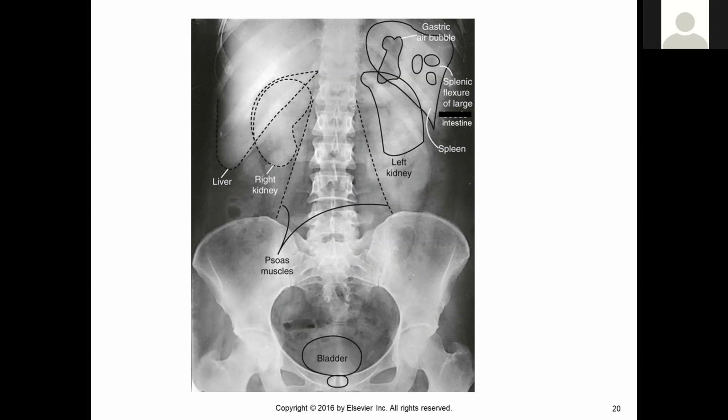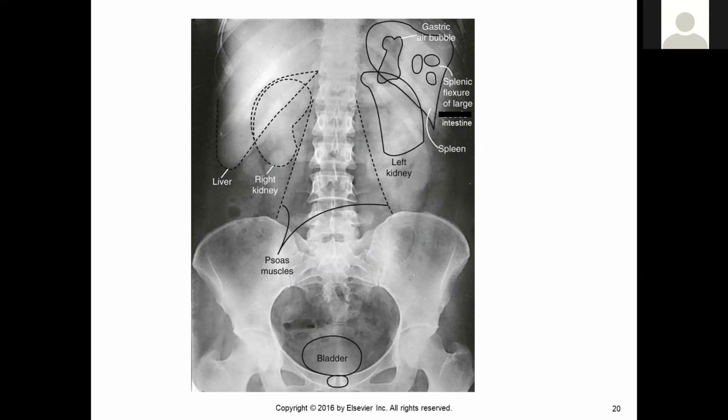We have a gastric air bubble up top, so air in the stomach. Next to that is air in the large intestine, in this case, the splenic flexure or the left colic flexure. That is the point at which the transverse colon curves and becomes the descending colon. Tucked behind there is the spleen, left kidney and right kidney outlined, liver on the right side, and major muscles draping like curtains lateral to the vertebral column.